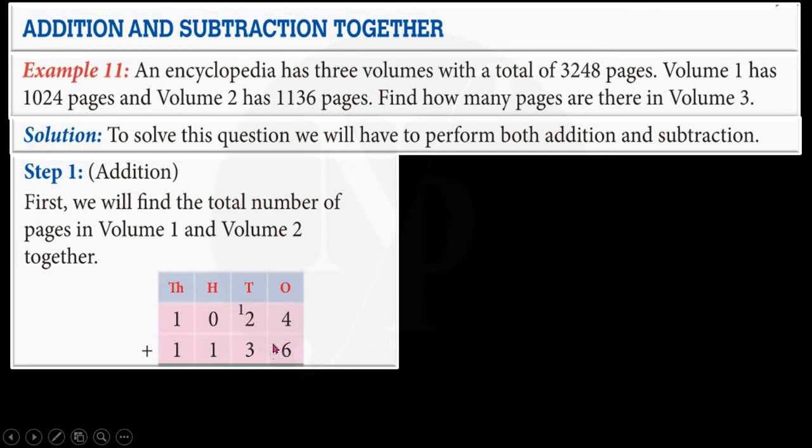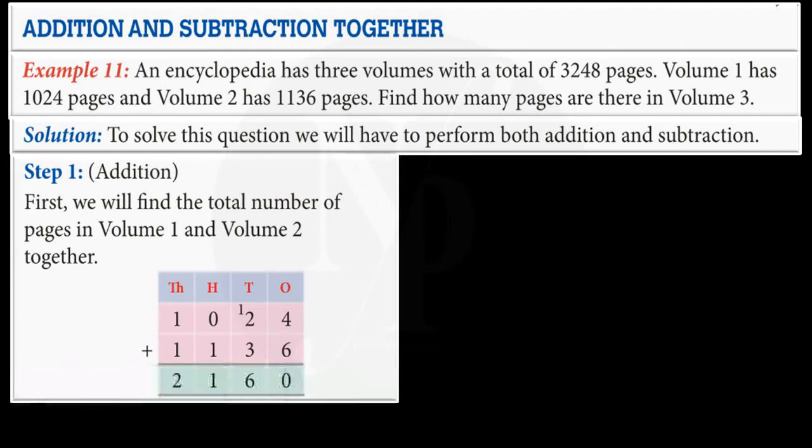That is, the number of pages in volume 1 is given as 1024 and the number of pages in volume 2 is 1136. We will add these two numbers to get the total number of pages in both the volumes, volume 1 and volume 2. So when we add these numbers, we get 2160, which is the total number of pages in both the volumes.